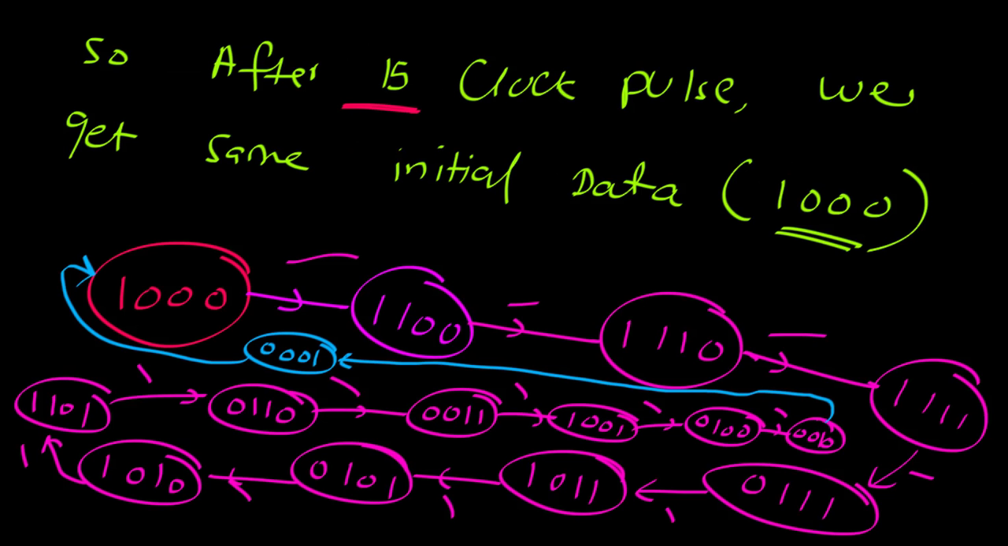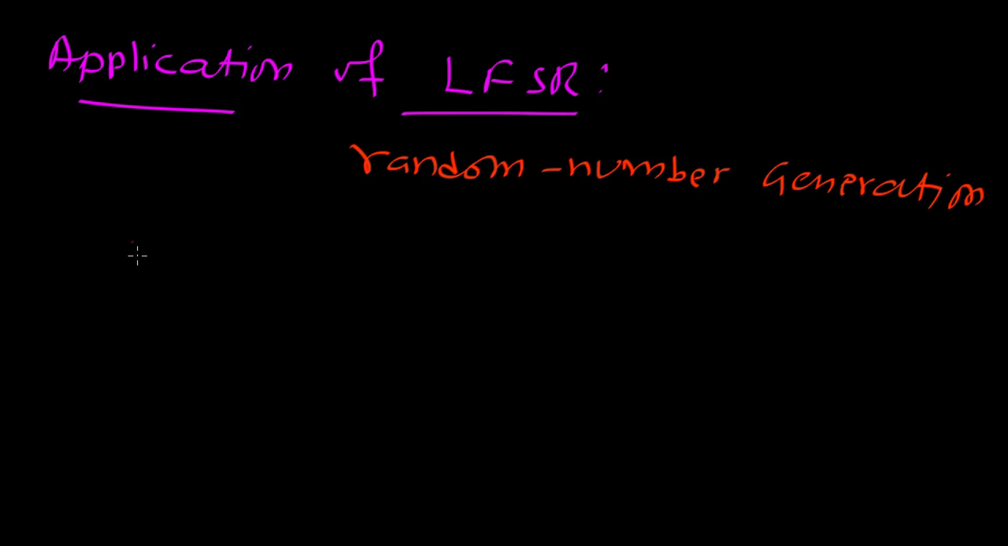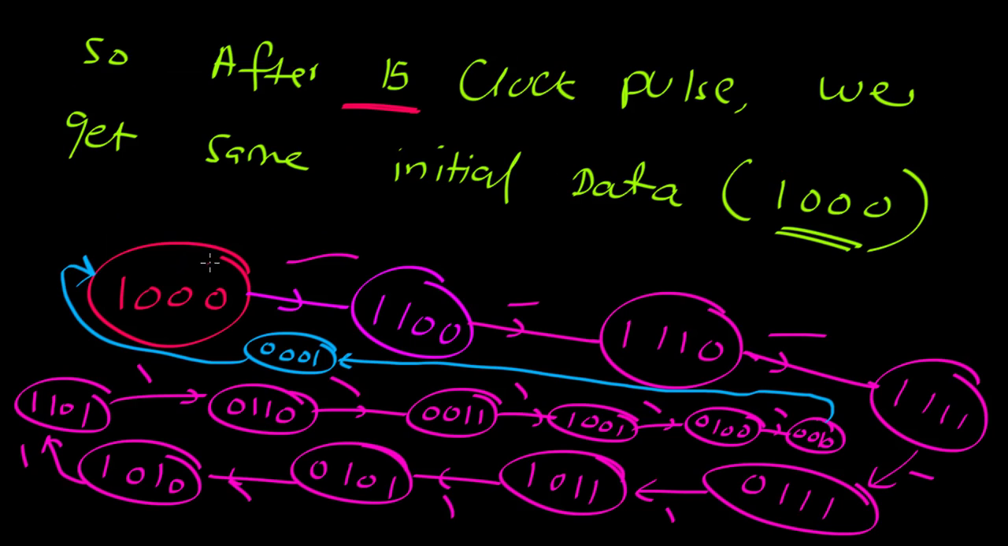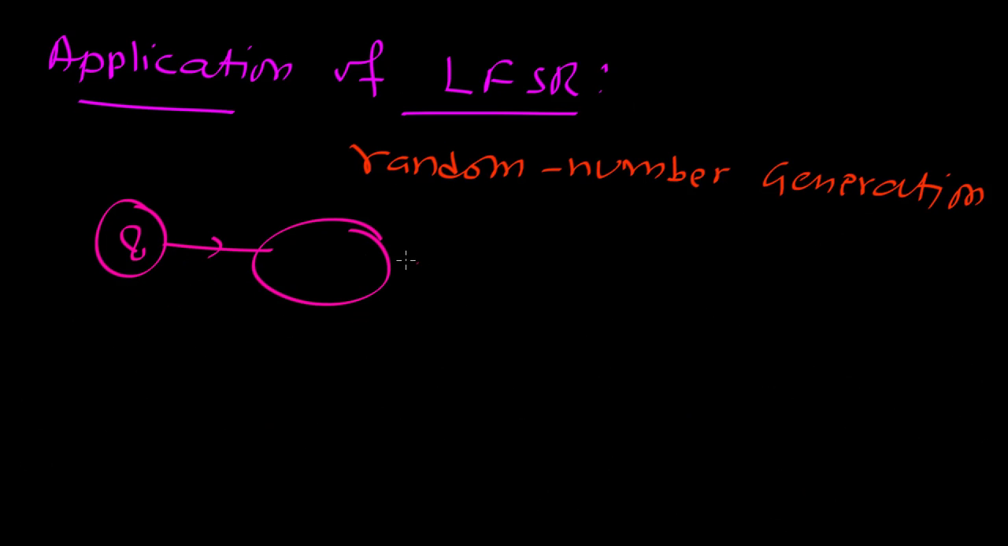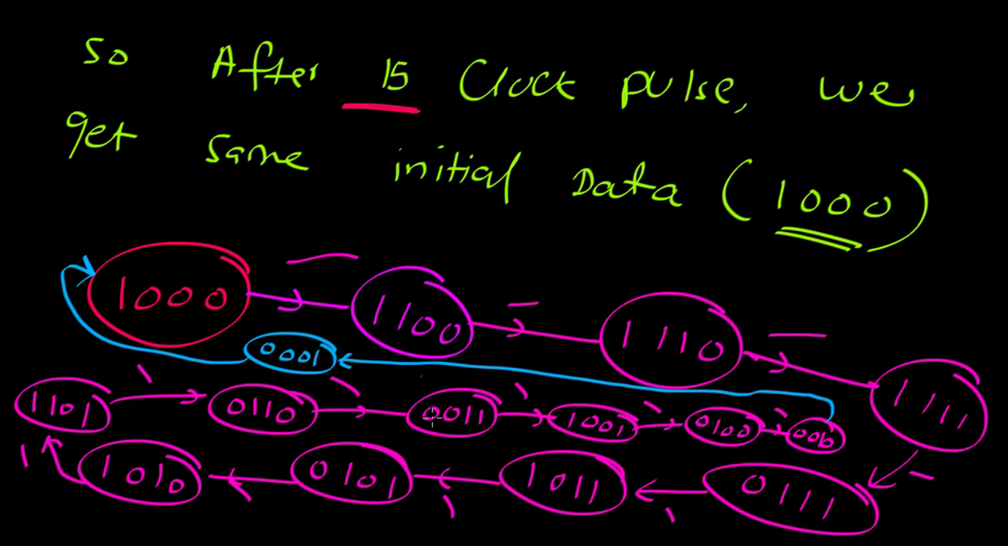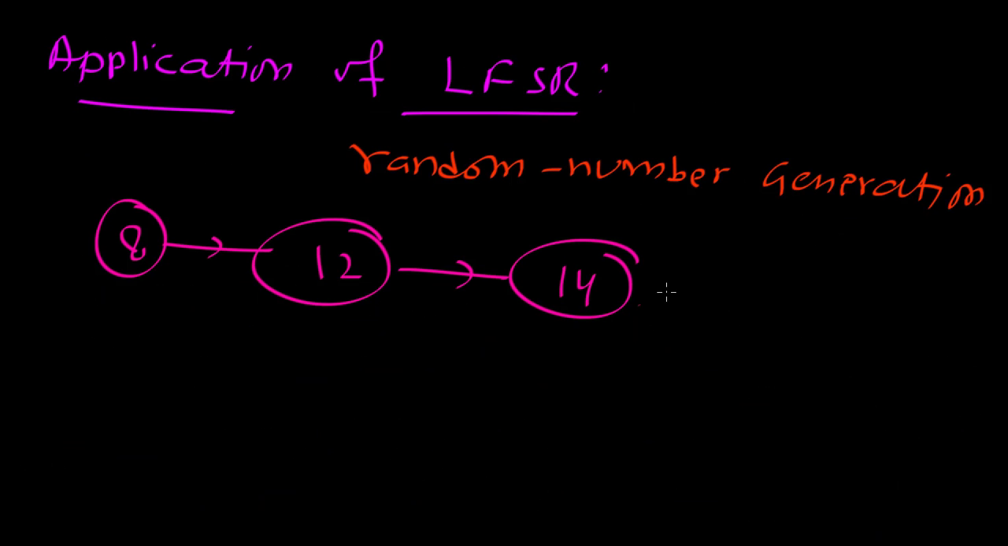You can notice that you started in this state, and this state is 8, that is 1 0 0 0. So you started in this state, and what is the next state? This 1 0 0 0 is 8, and the next state is 12. And the next state, you can notice, is 1 1 1 0, which is 14. And the next state is 15.